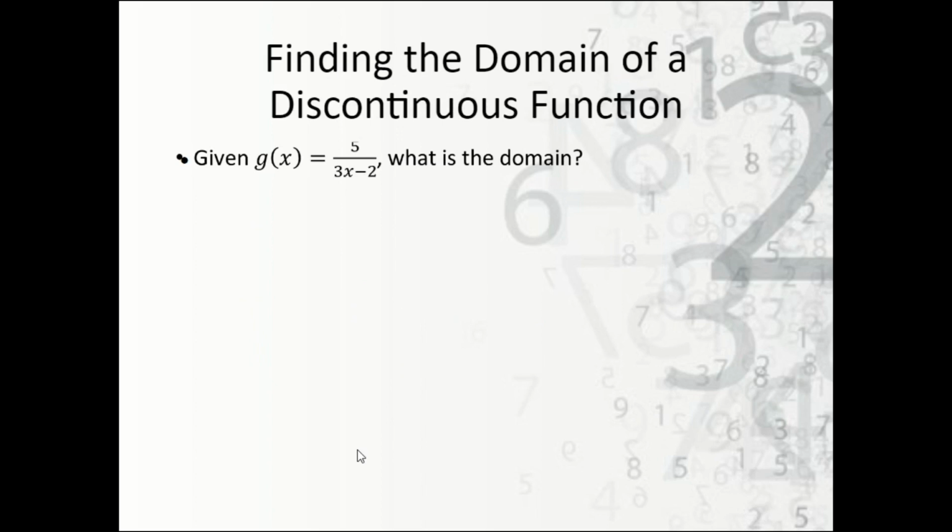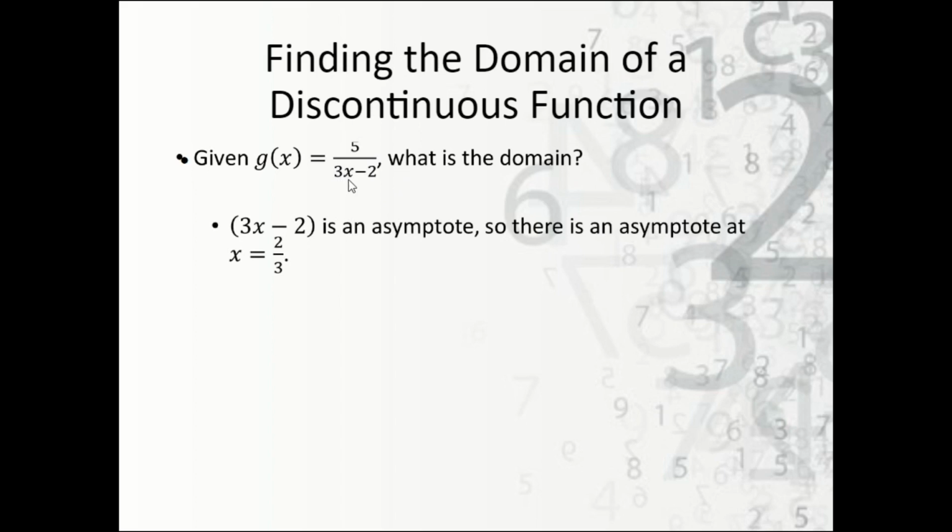Now here's a discontinuous function, 5 over (3x - 2). We should notice that there is an x value in the denominator, which means there's a value we can plug in to make this whole thing become undefined. So we're going to solve for that. We have 3x minus 2, so we'd add 2 to both sides, and then divide by 3, which gives us 2/3.